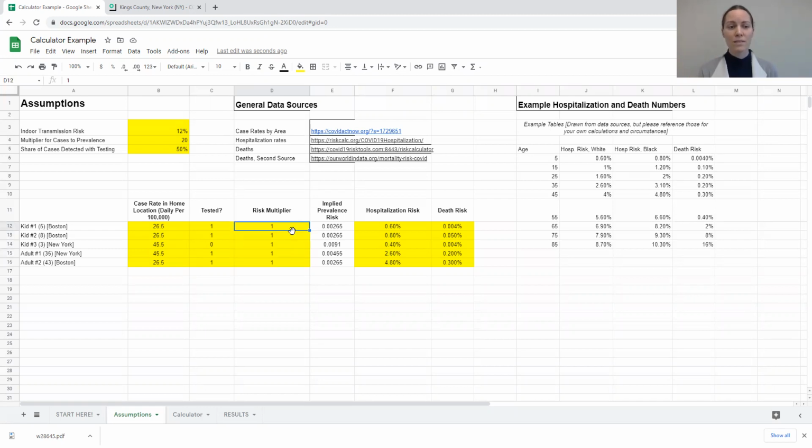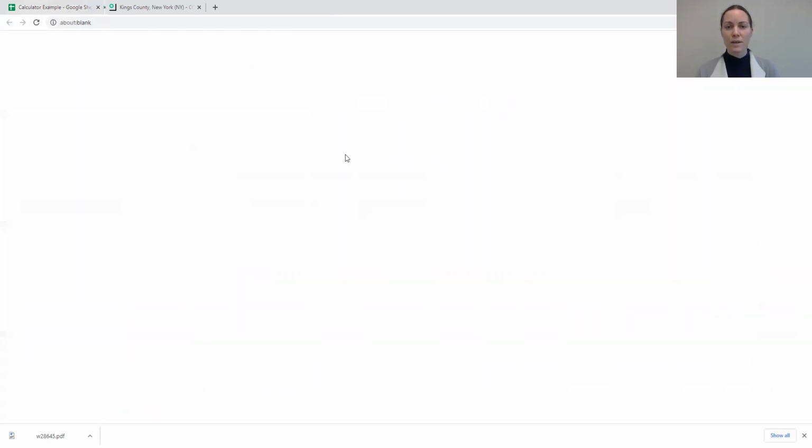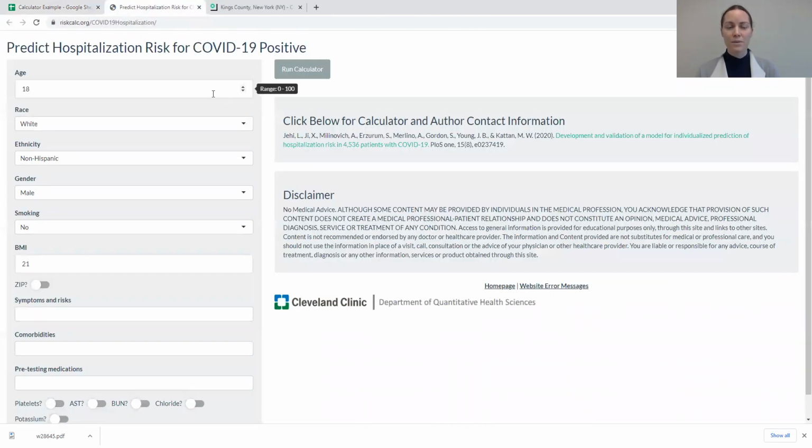But if you said, I'm worried about my brother, I want to give him a two, then that's going to convert up his implied chance of bringing COVID to our gathering. But for now, I'm going to give him a one. And because later I'm going to want to think about serious illnesses, I'm going to pull in hospitalization and death risks.